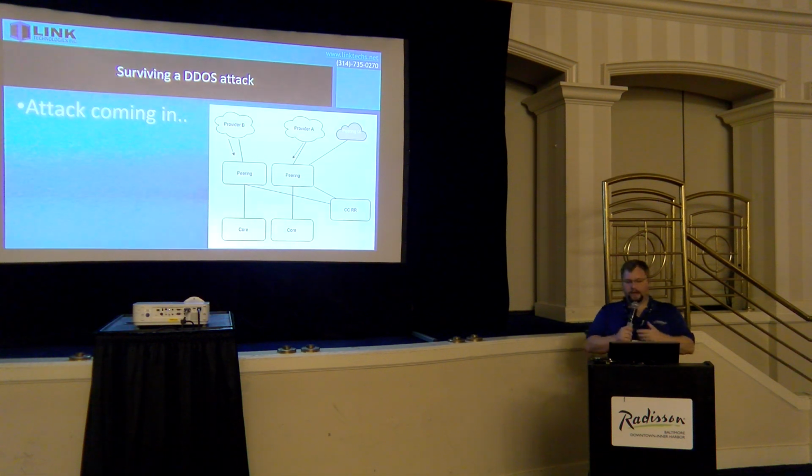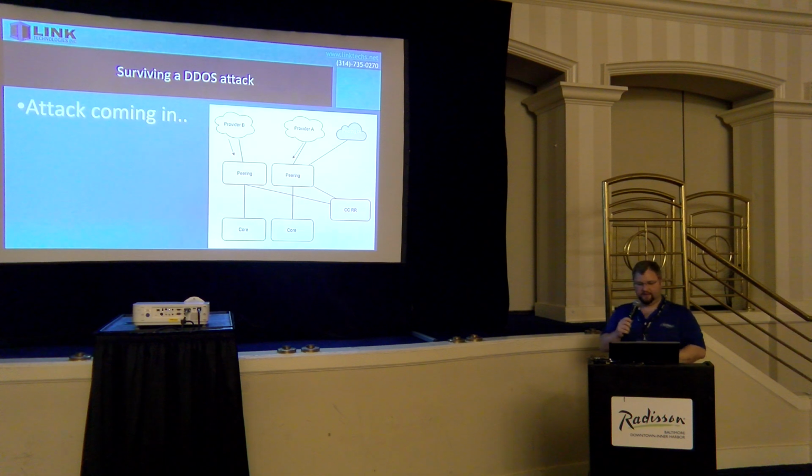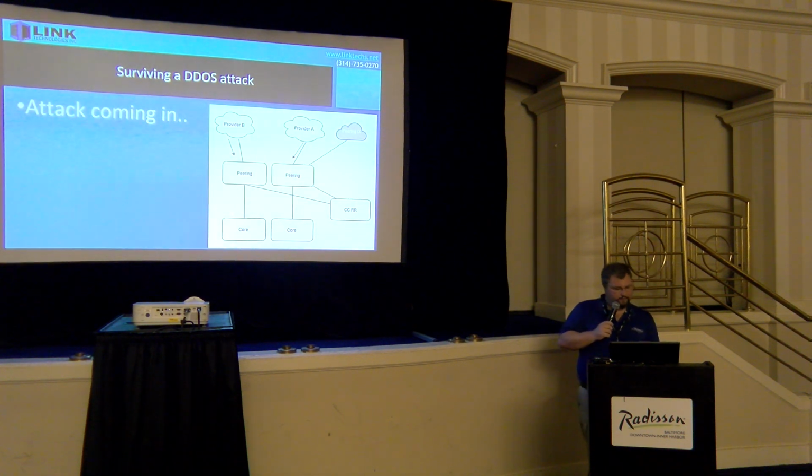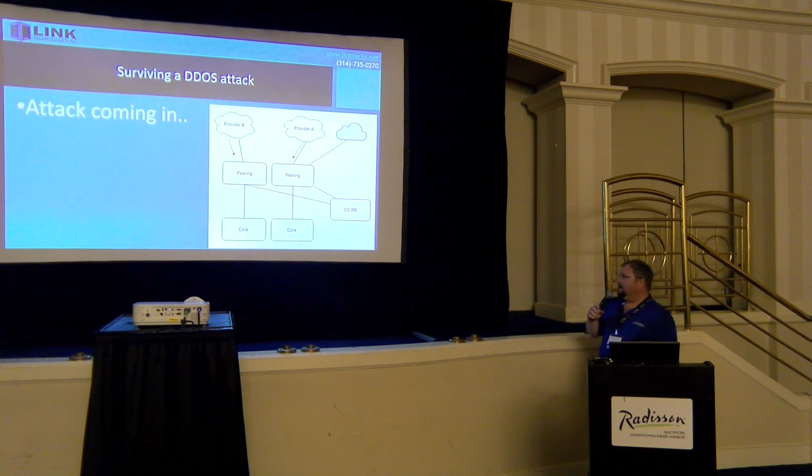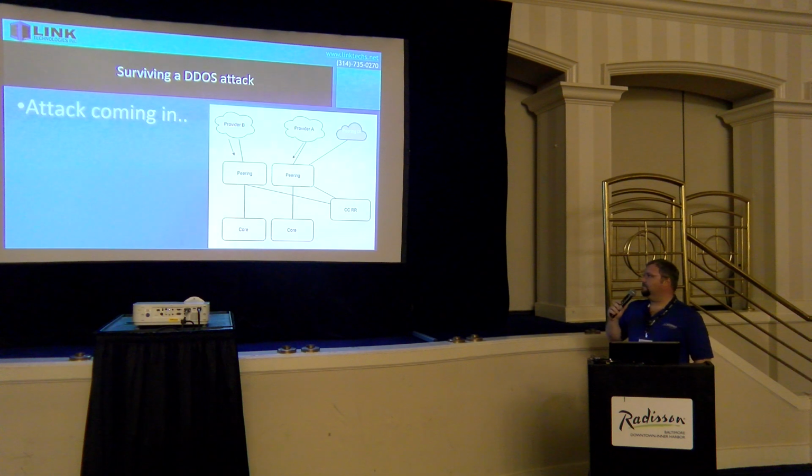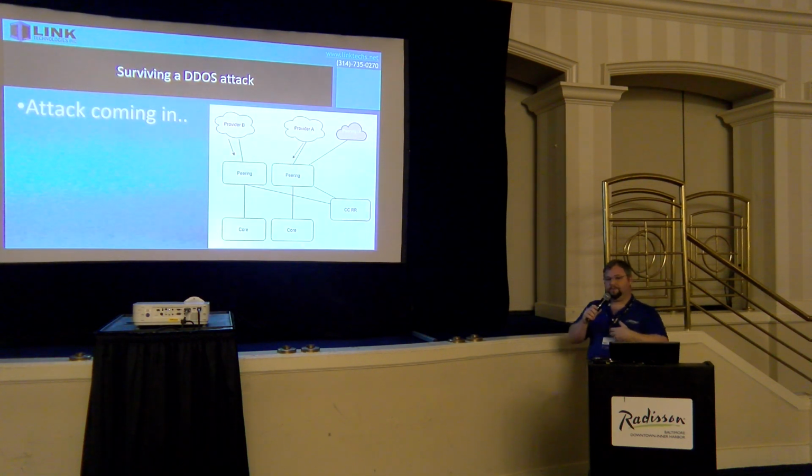All right, so again, this is kind of the stages of surviving the denial of service attack. What we have here is provider A, provider B, we have a peering IX, and we have an attack.